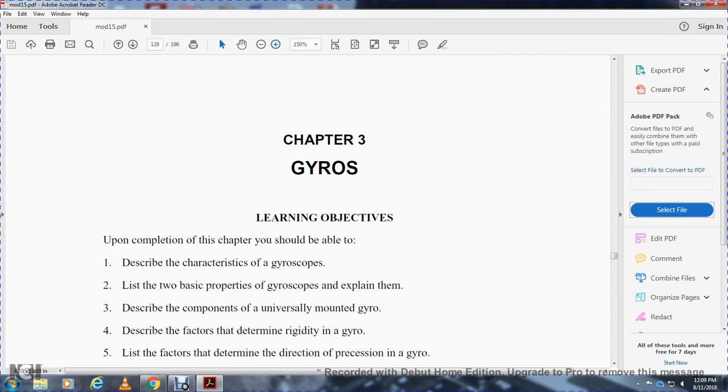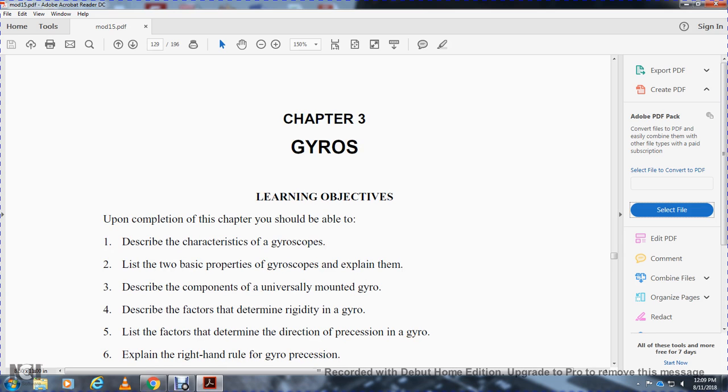Chapter 3, Gyros. Learning objectives. Upon completion of this chapter, you should be able to describe the character of the gyroscope and the two basic properties of the gyroscope, and explain them. Describe the components of a universally mounted gyro. Describe the factors that determine the rigidity of the gyro. List the factors that determine the direction of the precession of the gyro. Explain the right-hand rule of the gyro.